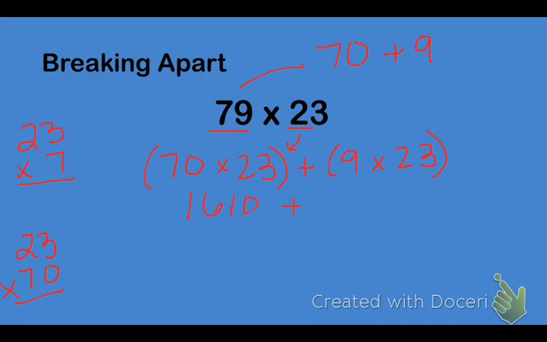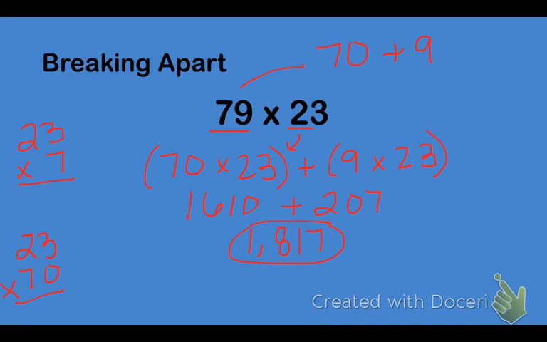And then 9 times 23, we get 207. Then we're going to add those final 2 numbers together to get 1,817.